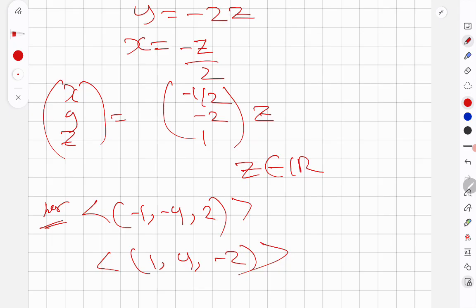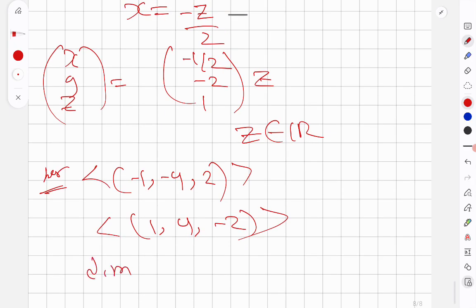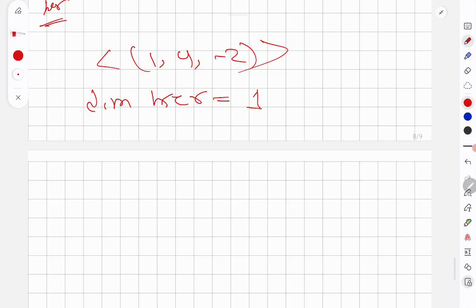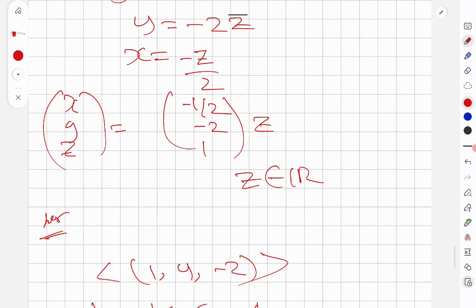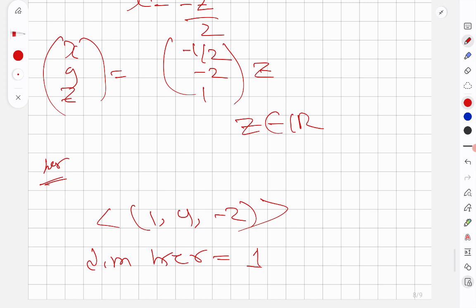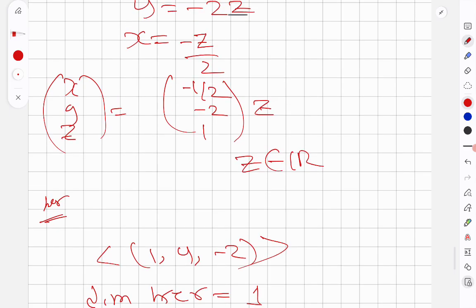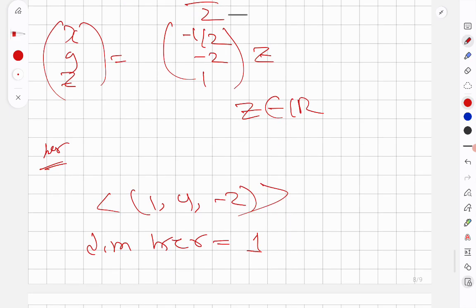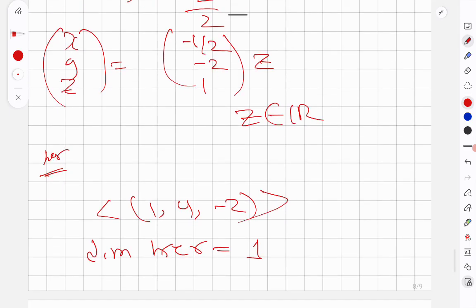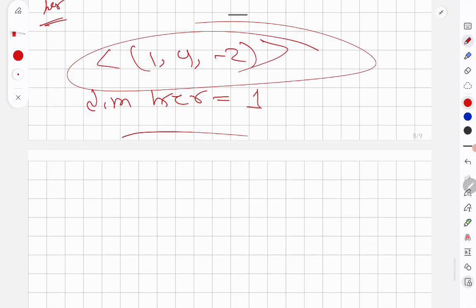So the dimension of the kernel is 1. No, don't be confused. The dimension of the kernel is the number of elements in the basis. So the number of elements is 1, and it is defined by the number of free variables that you have. When you reach the final solution, just check how many elements you have.